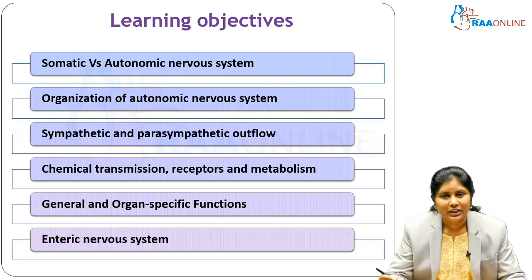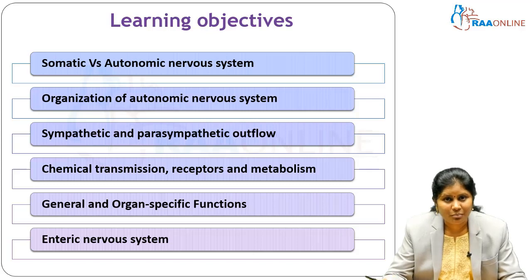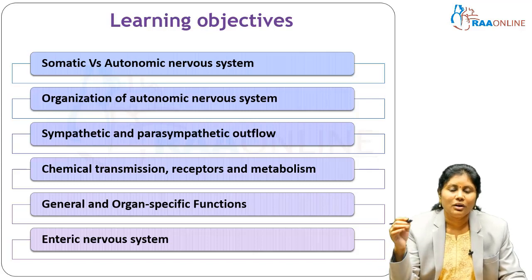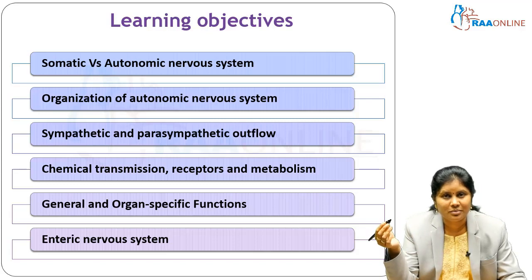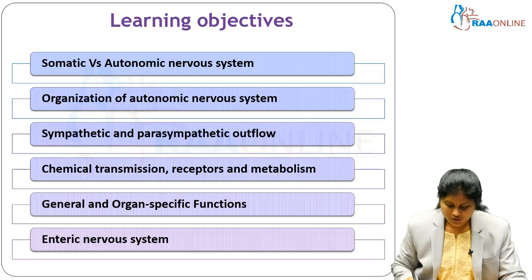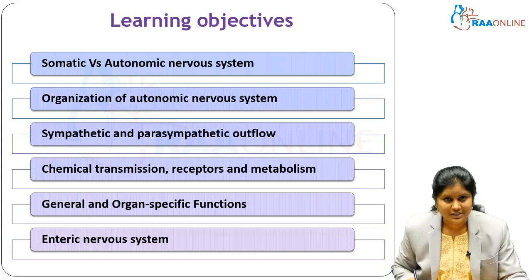We will be seeing about the introduction of autonomic nervous system and how it differs from somatic nervous system. We will see about the organization of the autonomic nervous system and its divisions, sympathetic and parasympathetic divisions of autonomic nervous system, its chemical transmission, receptors, metabolism, functions, that is general as well as organ specific functions of different divisions, and finally we'll have an idea about enteric nervous system, which is also a peripheral nervous system part.